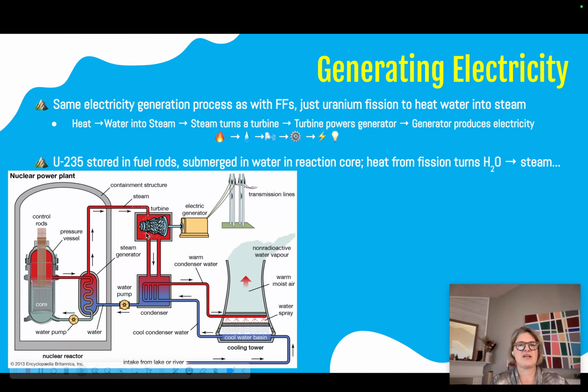And then the other side of this, so that's the generation of electricity, just like we've talked about with everything else. And then, just like we have with the coal-fired power plant, we also have this really hot water that we need to cool in a cooling tower. And it's non-radioactive water vapor because all of the radioactive material is stored within the reactor. So when we've had meltdowns, the meltdowns have occurred within this reactor, not with any of the rest of the power plant, but within the reactor itself.